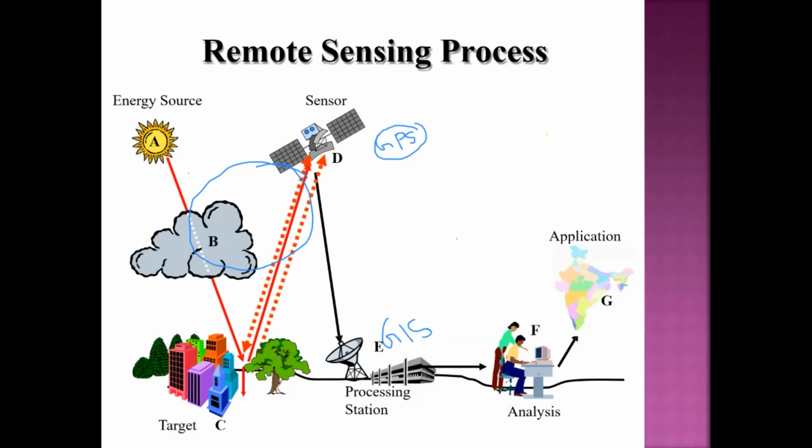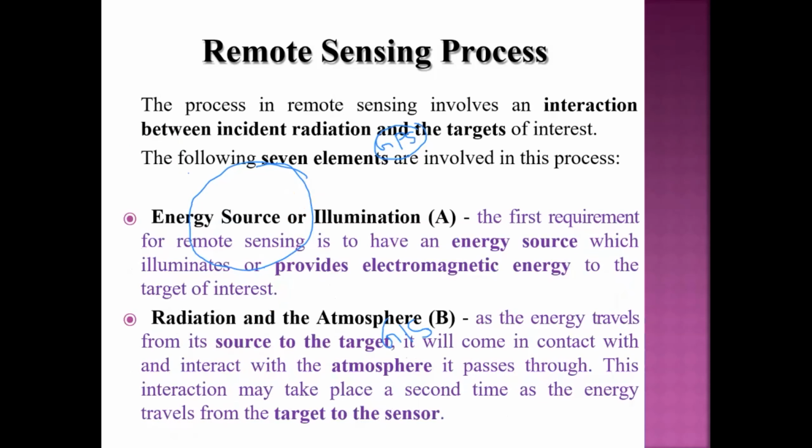Why? Because in the atmosphere there are different types of particles: oxygen, water vapor, different types of molecules, dust, clouds, various types. That is why we cannot ignore this. So we have to understand these steps also, that as the energy travels from its source to the target, it will come in contact with and interact with the atmosphere.